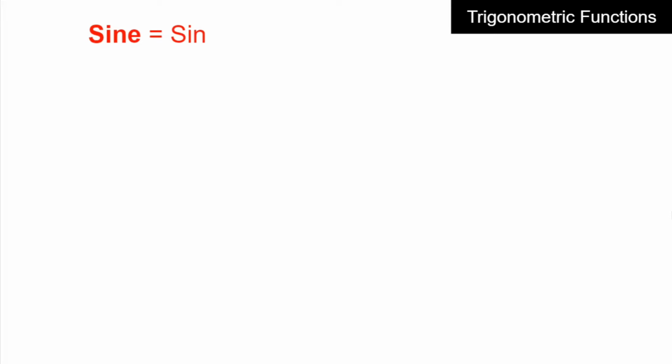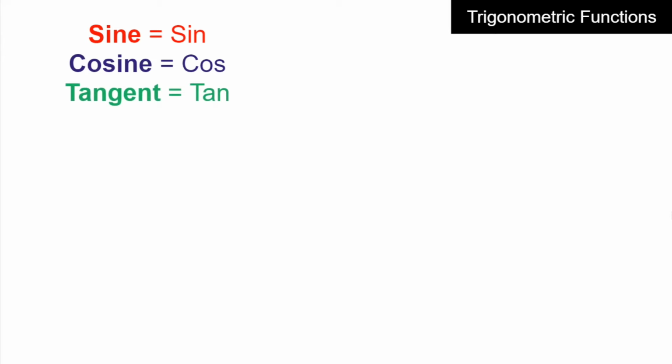So, coming back to the sine cos tan and its usage. So sine, the short form is sin. Then we have cosine, and the short form for that is cos. And then we have tangent, and the short form for tangent is tan. Okay, and then why is sine cos tan used?